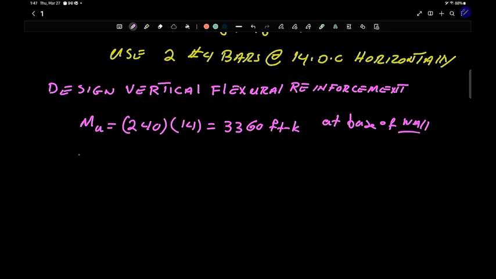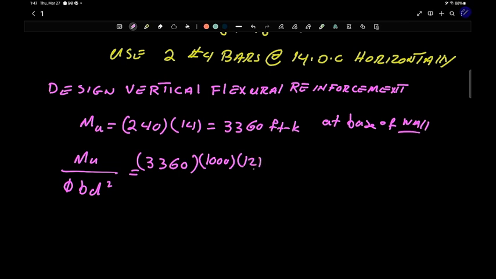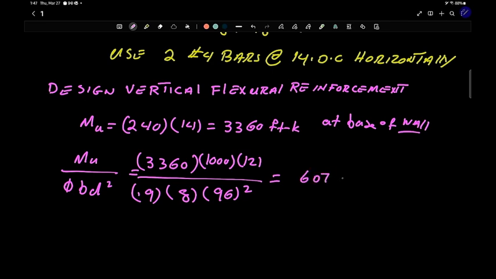And we remember this equation, Mu divided by phi b d squared. So 3,360, let's convert that to pound and make it inch-pound, times 12, and divide that by phi, which was 0.9 for flexural, and our b is 8 inch and our d is 96 squared. And this gives us 607.6 psi.